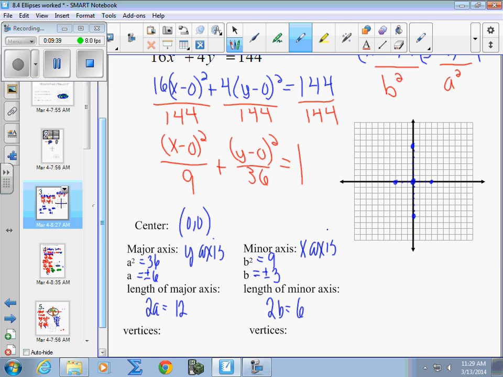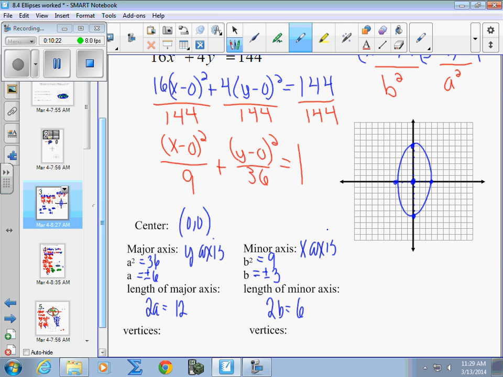So what we did, Lauren, is we started at the center, and since the major axis was the y-axis, we used A and went up 6 units, and we used A and went down 6 units. And the minor axis was the x-axis, so we used B and we went over 3 units and over 3 units. No, the larger denominator determines the major axis. And I always use A for the larger number. Yes. Okay. All right. So we have our ellipse.